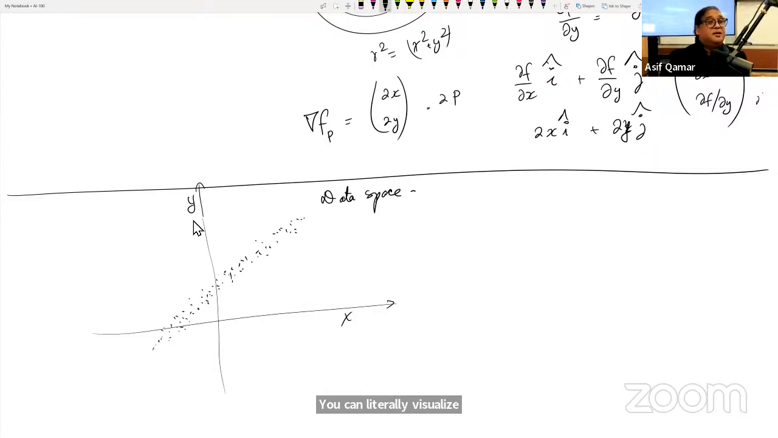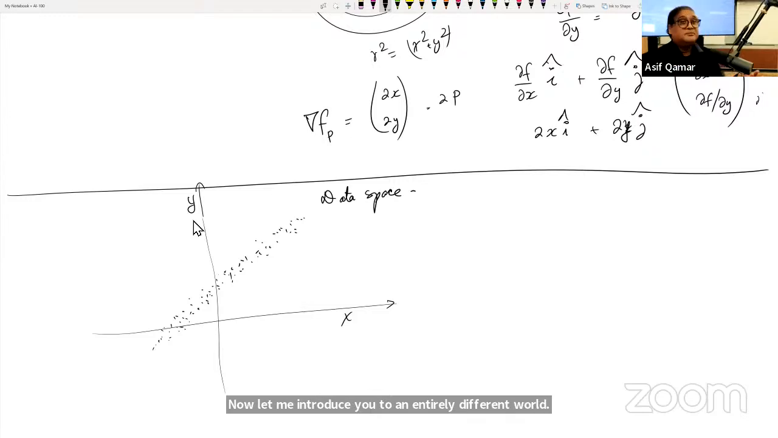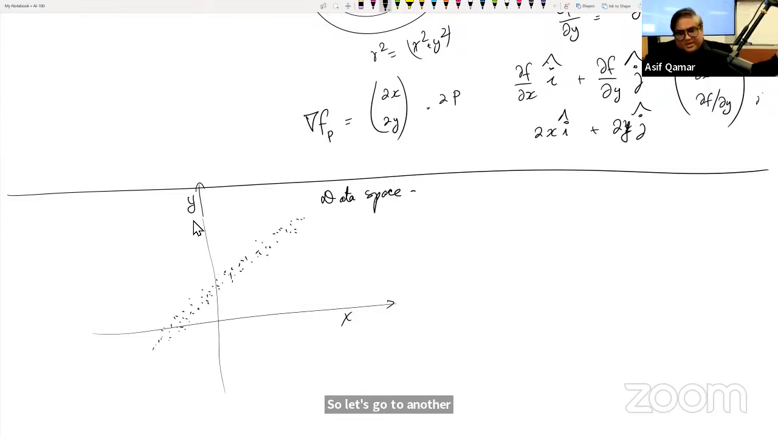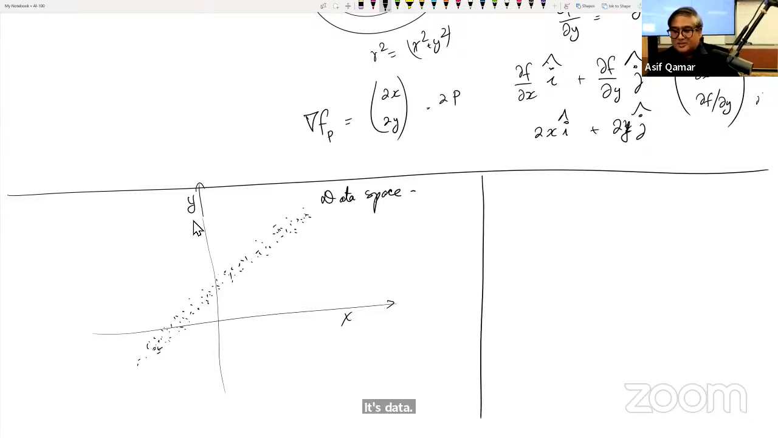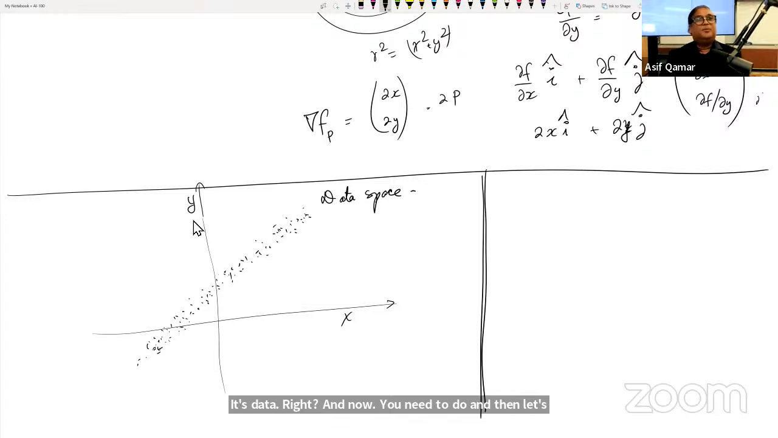Now, let me introduce you to an entirely different world, an imaginary world. It's somewhat like Alice going off to sleep and waking up in Wonderland. So let's go to another world. You can put an intuition to this data. It's data, right? And then let's go to another magical world.